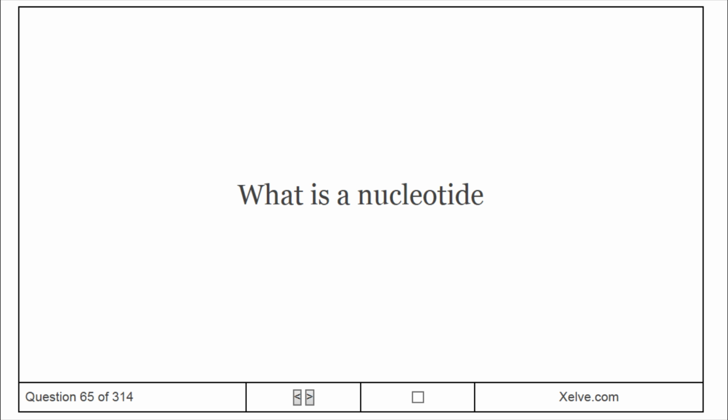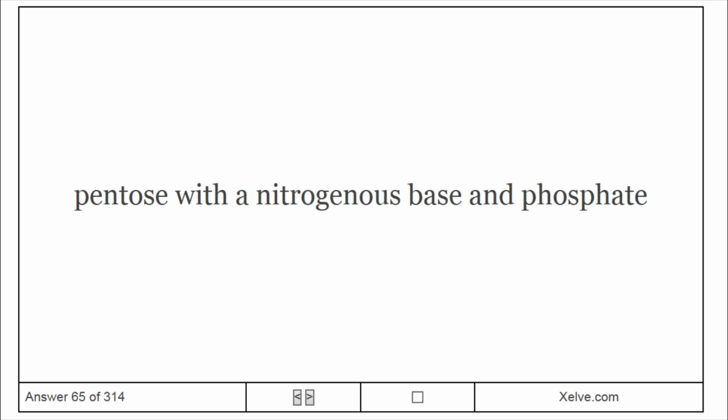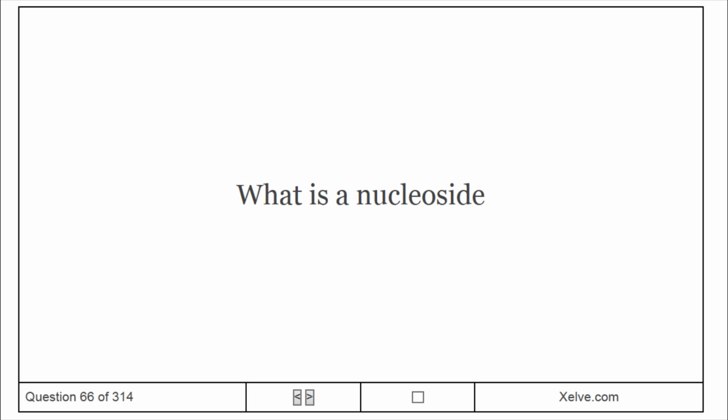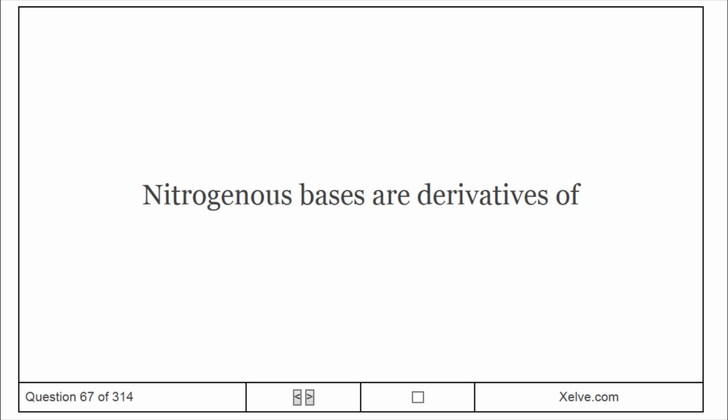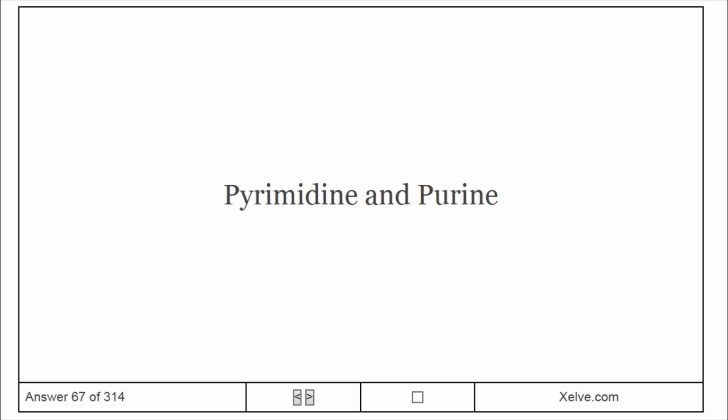What is a nucleotide? Pentose with a nitrogenous base and phosphate. What is a nucleoside? Pentose with a nitrogenous base. Nitrogenous bases are derivatives of pyrimidine and purine.